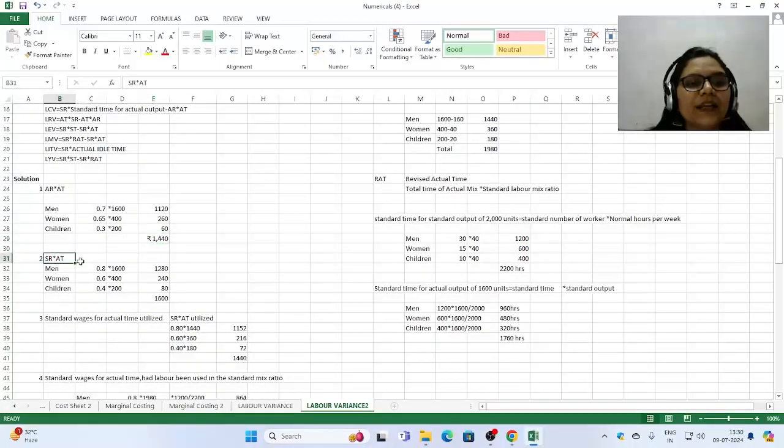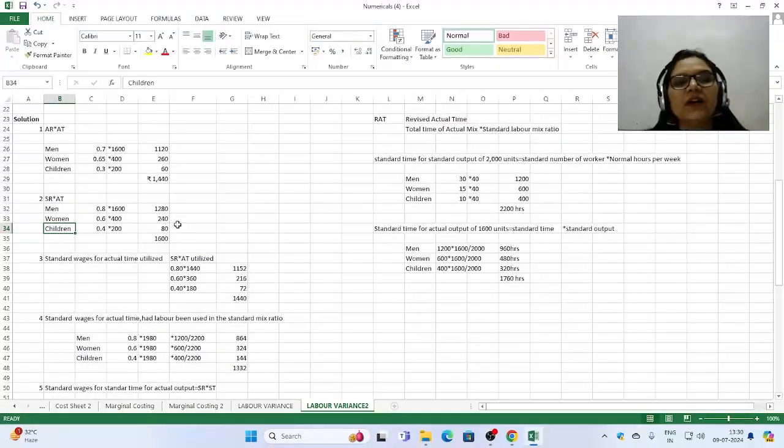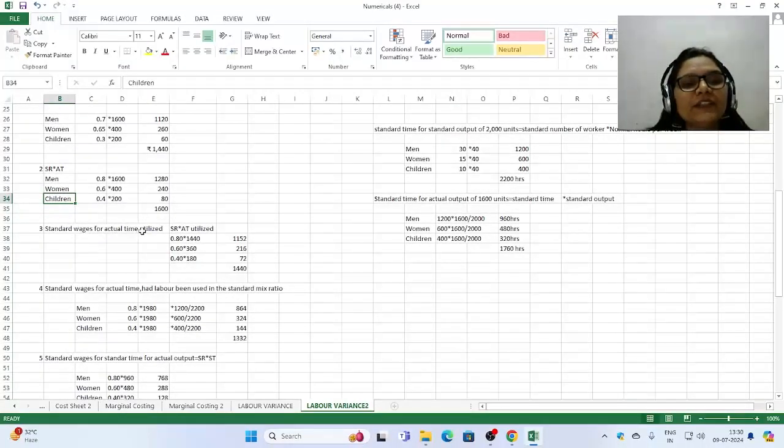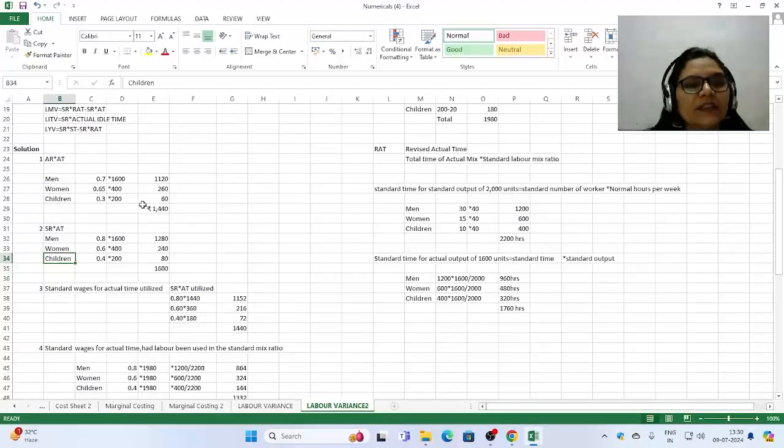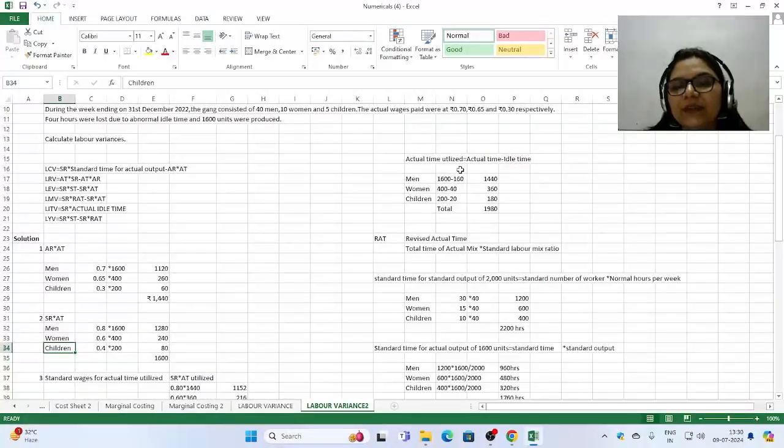Next is the standard rate into actual time, men, women and children. We have taken standard rate, and actual time we have already calculated. We will simply multiply and total all the calculations. Then standard wages for actual time utilized, SR into actual time utilized. Actual time utilized is equal to actual time minus idle time. Actual time 1440, 400 minus 40, 360, 200 minus 20, 180.